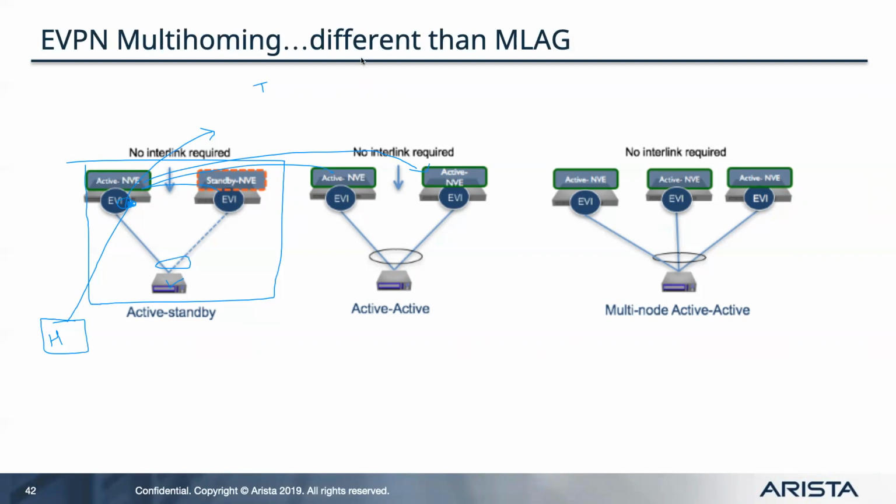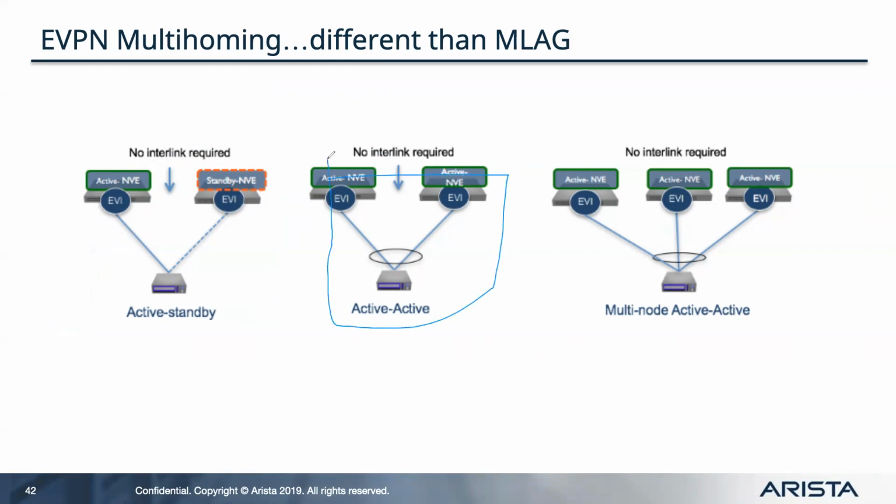Let's just say you have the second topology where you have two active NVEs, and you have one single-homed device, let's say on VTAP 1. You still have some active devices configured, but you also have a single-homed device.